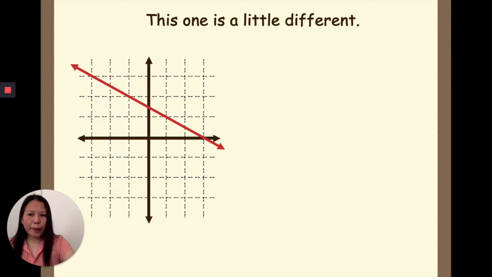What do you think the slope is? Is it positive or is it negative? If you say negative, you are right. So let's choose 2 points first, and then count your slope. Okay, pause the video if you need to. Now we pick those 2 points and we're going to do the slope.